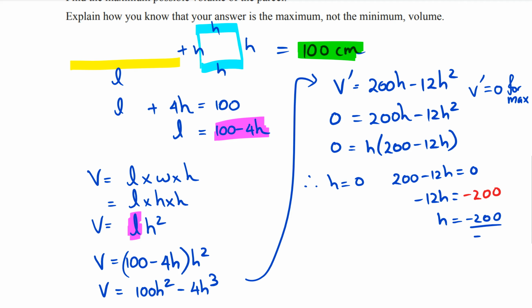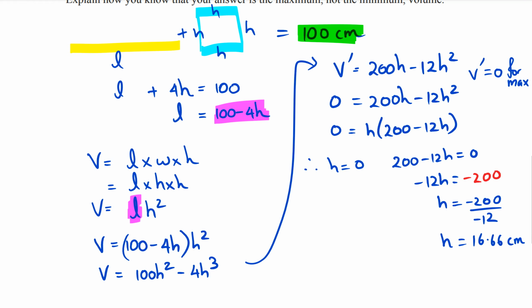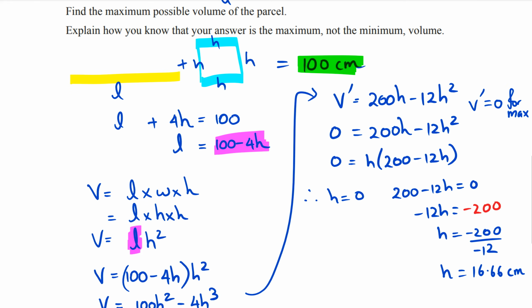200 divided by negative 12, which actually gives us 16.66, what is it, meters, centimeters? 100 centimeters. So h is equal to 16.66 centimeters. So now the question is actually asking us to find the maximum possible volume, right? So we've just discovered what h is.